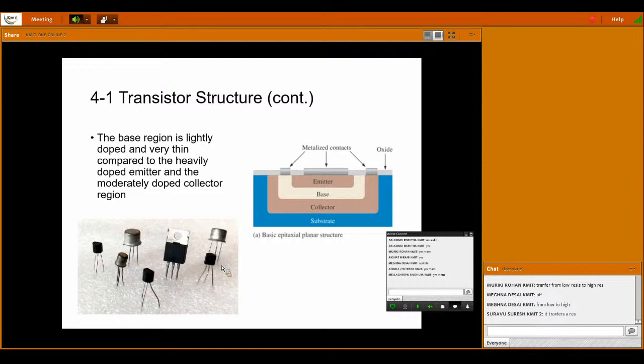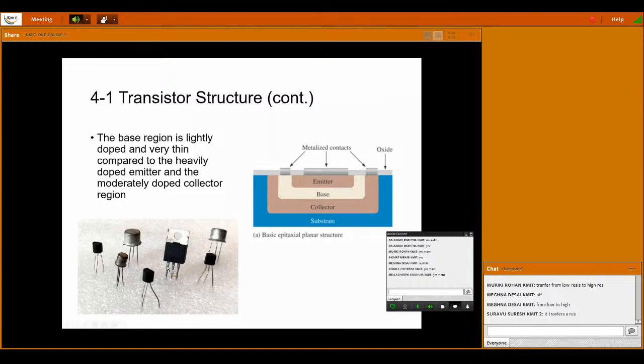Now, looking at the epitaxial planar structure of an NPN or PNP transistor, the base occupies a very small width compared to the other regions. The collector occupies more space and area than the other two regions. The emitter occupies a moderate area. The base is very small compared to the other two, whereas the collector has the larger space.